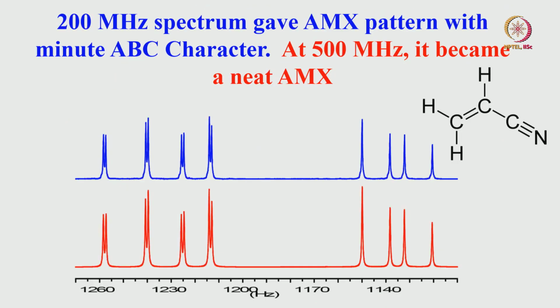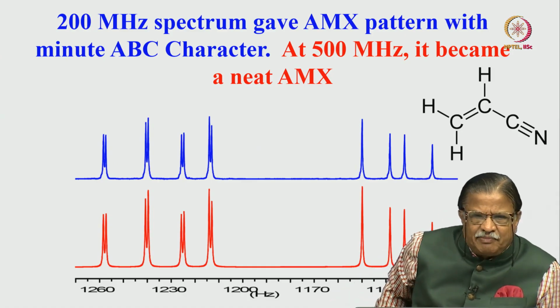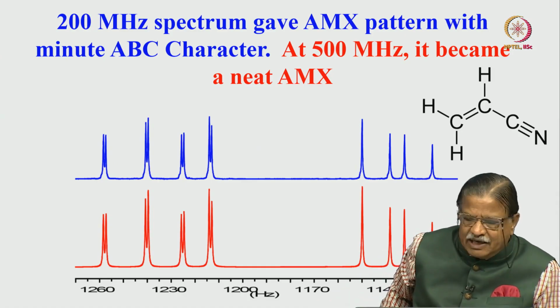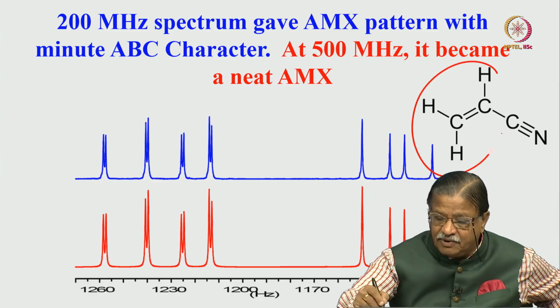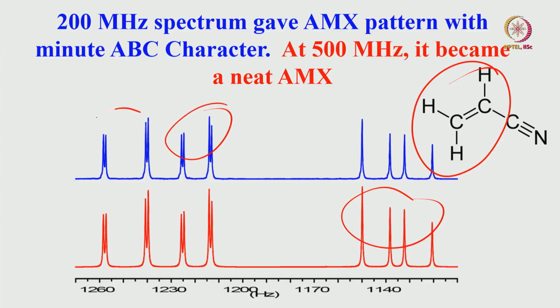You understand? So, a true AMX you will get only at higher frequency. This is another example of a molecule, a 200 megahertz spectrum which gave an AMX pattern with minute ABC character. Look at this one, these 3 are protons, and it looks like there are 4 peaks here, 4 peaks here and 4 peaks here.